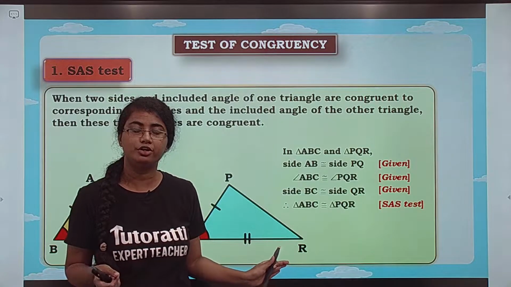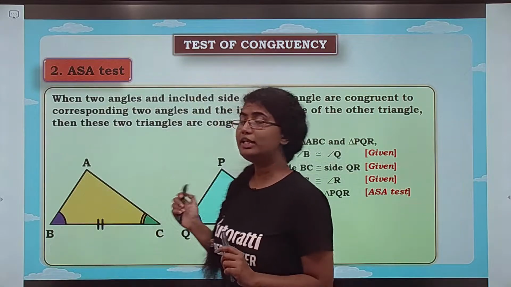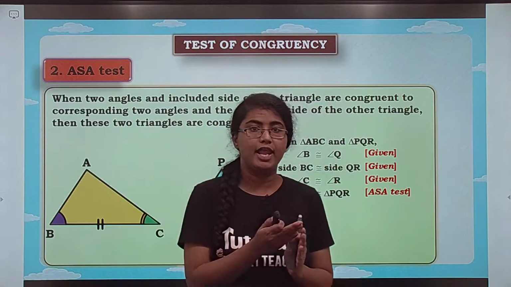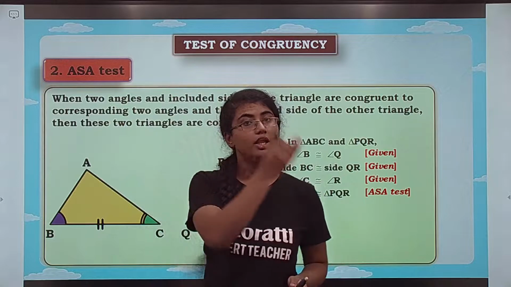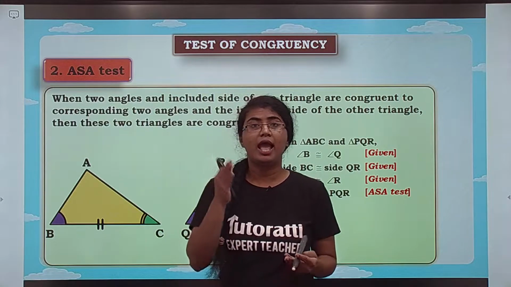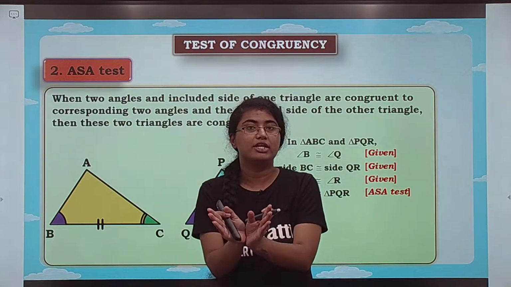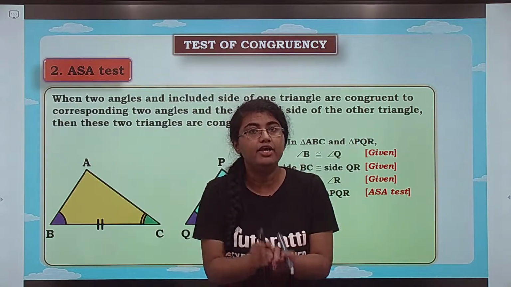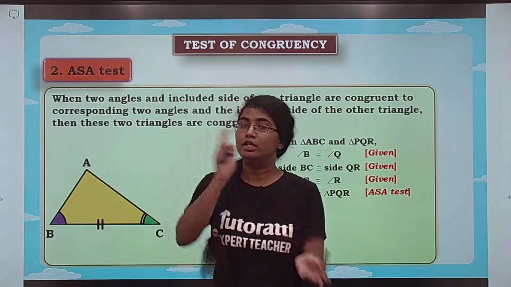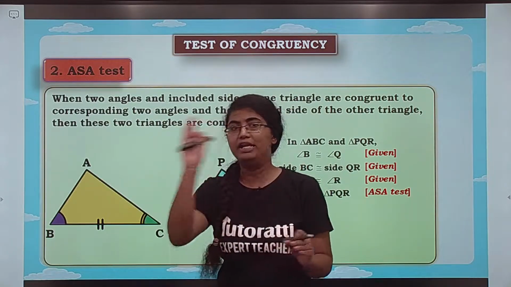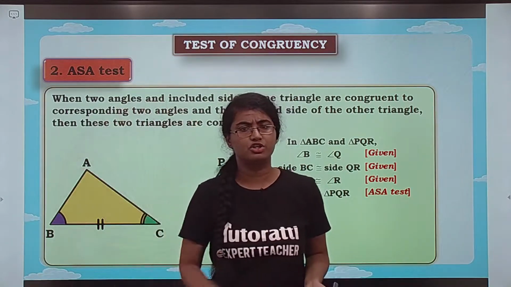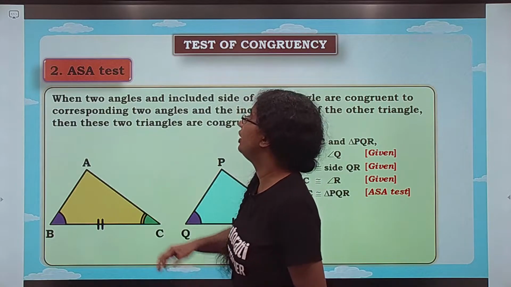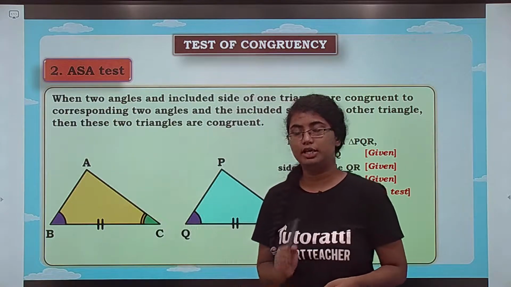Easy to understand? Alright. The next test of congruency is ASA. Now, in the previous test of congruency, angle was sandwiched between two sides, right? What is sandwiched here? Now, the side is sandwiched between two angles, okay? This is how you can remember. There are plenty of tricks to remember, or you can just go through those, okay? Fine. Now, ASA test. Let us take a look.